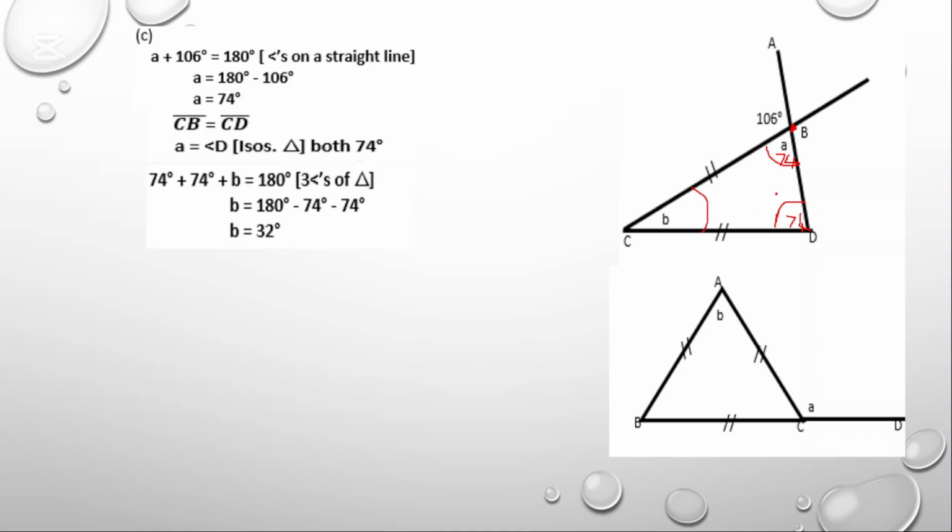Next step. Now we want B. So we move from here to there. And we know that three angles of a triangle is equal to 180 degrees. So 74 plus 74, this one, plus this B is equal to 180. Why? Three angles of a triangle. You subtract the 74 and the 74 from 180, and B is equal to 32 degrees. And these three must add up to 180.